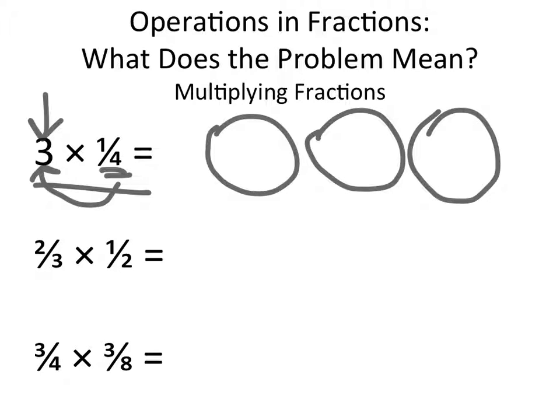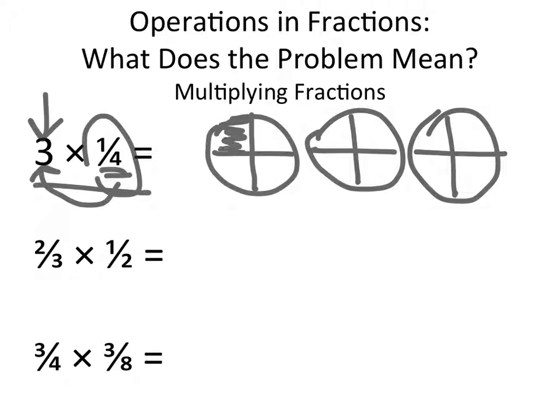The easiest way to do this might be to break each of our circles into 4 parts and then take one of the 4 parts from each one. So if I take that piece and that piece and that piece, I now have taken 1/4 of my 3 circles. I've taken my 3 circles 1/4 times. So what do I have? I have 1, 2, 3 pieces out of 4 that it would take to make a whole circle. So if I take 1/4 of 3 circles, or if I take my 3 circles 1/4 times, I have 3/4.